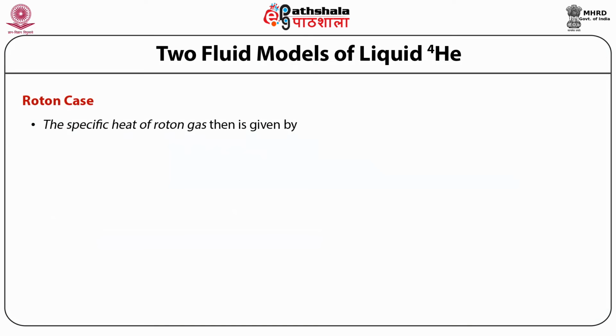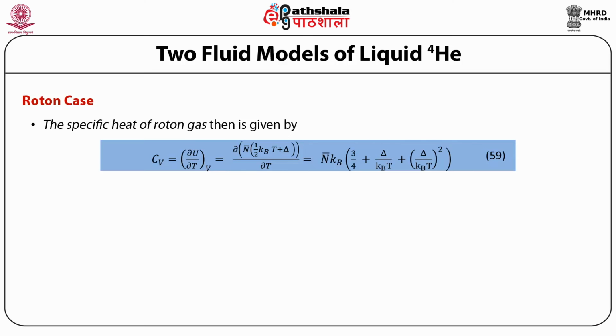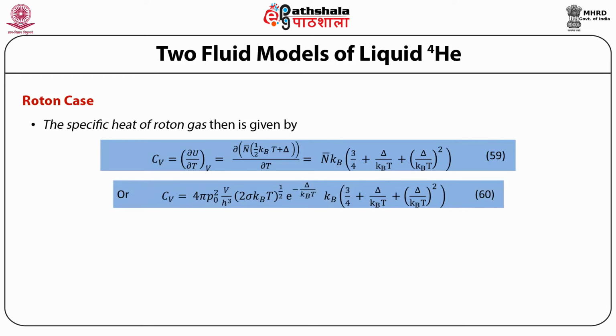The specific heat of the roton gas then is given by Cv = partial derivative of U with respect to T at constant volume, which is nothing but the partial derivative of n̄ (1/2 kBT + Δ) with respect to temperature, equal to n̄ kB multiplied by (3/4 + Δ/kBT + (Δ/kBT)²). Or Cv = (4π p0² V / h³)(2σ kBT)^(1/2) e^(-Δ/kBT) multiplied by kB (3/4 + Δ/kBT + (Δ/kBT)²). It is obvious that Cv approaches 0 exponentially as T approaches 0, an interesting result.